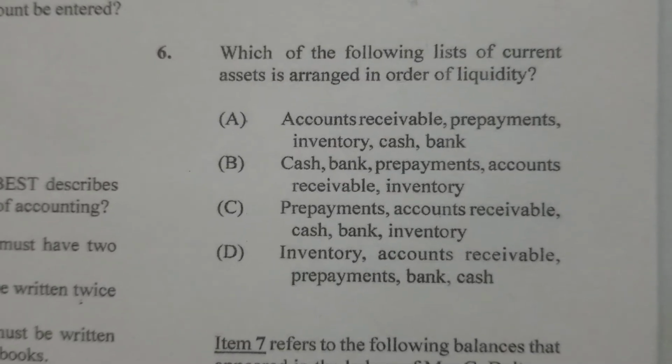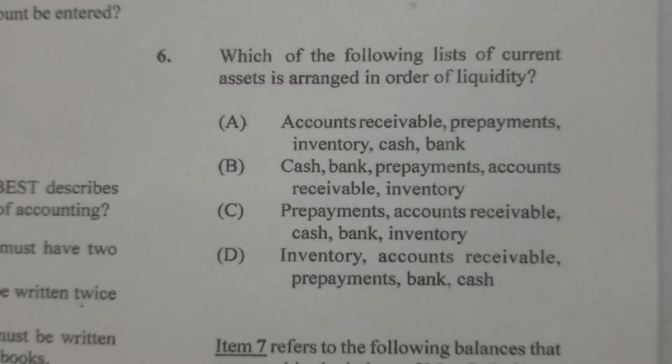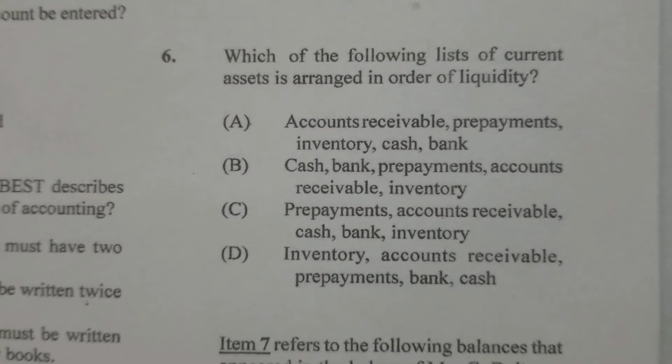So B would be the right answer. So you have cash, then bank, then prepayment, then accounts receivable.